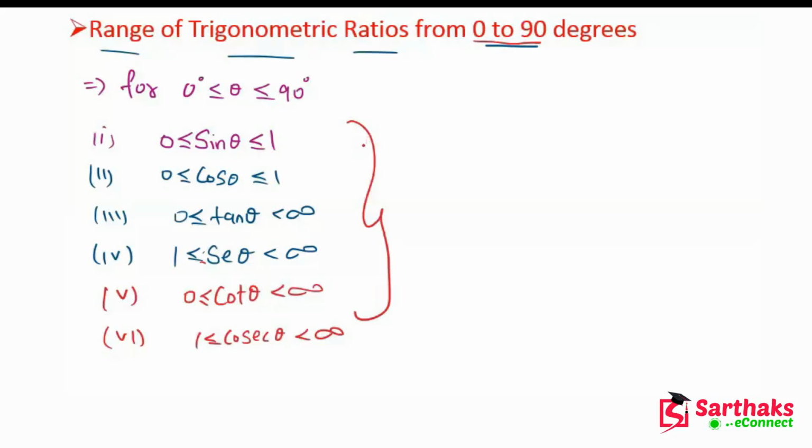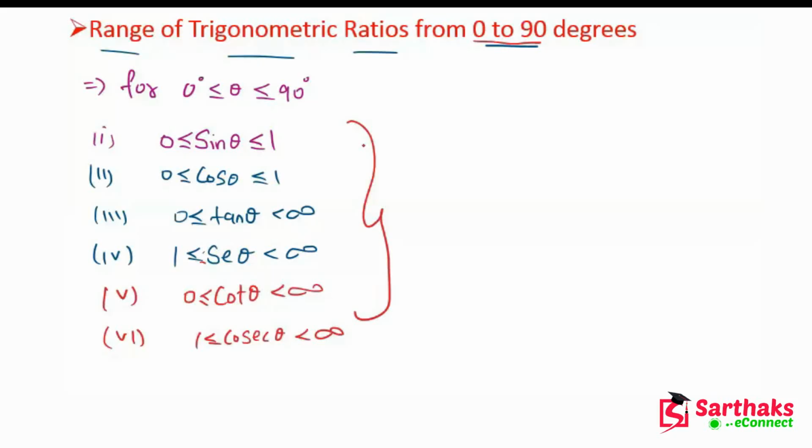My dear friends, I hope you understand the range of trigonometric ratios from 0 to 90 degrees. This is very easy. Tan theta and sec theta are not defined at 90 degree because the value of tan 90 is infinity. Also the value of sec 90 is infinity.